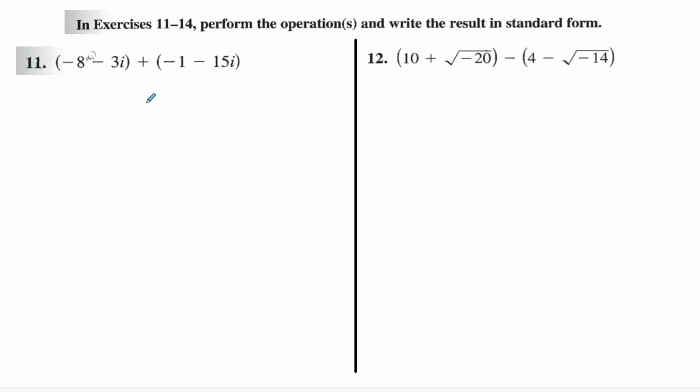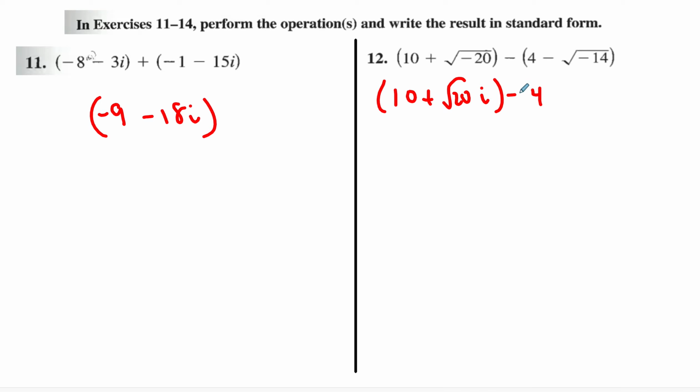11, perform the following operations. So real with real, -8 minus 1, -9, -3 minus 15, -18i, and done. Ooh, 10 plus, what's root 20i? Why, it's root 20, or sorry, root -20 is root 20i, minus 4 minus root 14, so it comes to be root 14i. Now, this is reducible. This is 10 plus 4 times 5, or 2 root 5i, minus 4. This is not reducible.